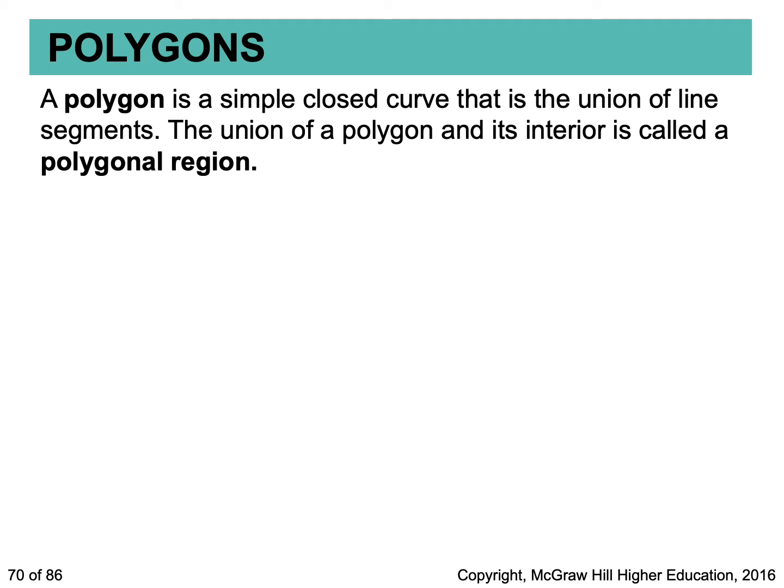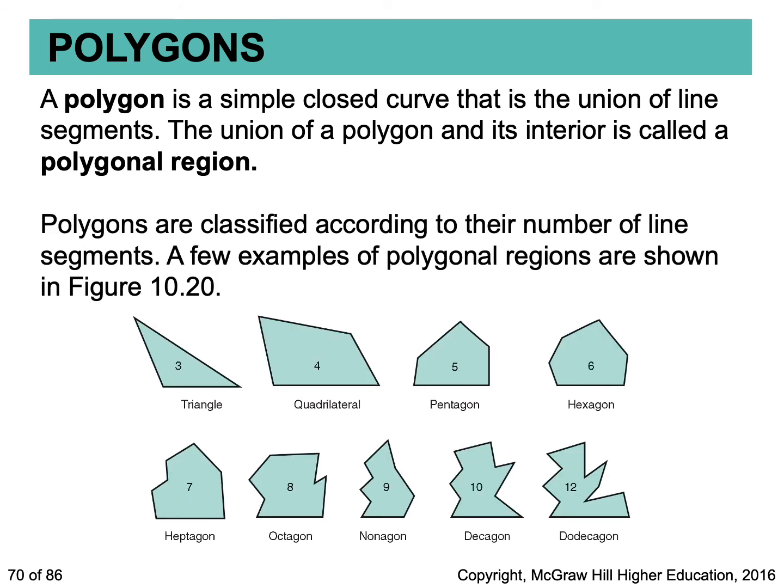So a polygon is a simple closed curve that is the union of line segments. The union of a polygon and its interior is called a polygonal region. So it's just a fancy way to say that you have several lines that form the sides of your polygon shapes, your regions. And so the numbers of sides are given to you in the center for you to see the general name for the shapes.